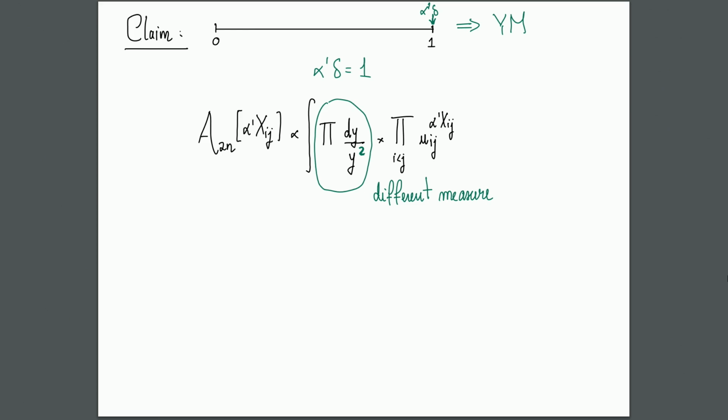Okay, so now let's proceed to the limiting case where alpha prime delta is equal to 1, for which I should get Yang-Mills theory at low energies. And so really here, all that happens is that the measure goes from a dy over y to a dy over y squared form.